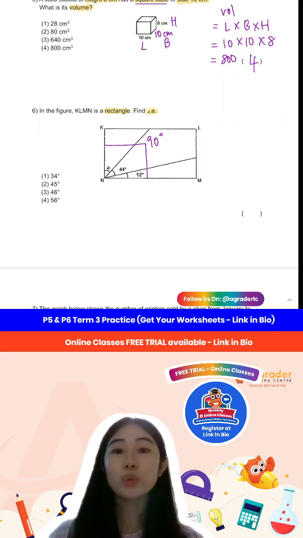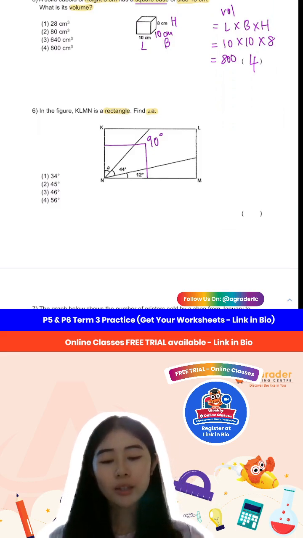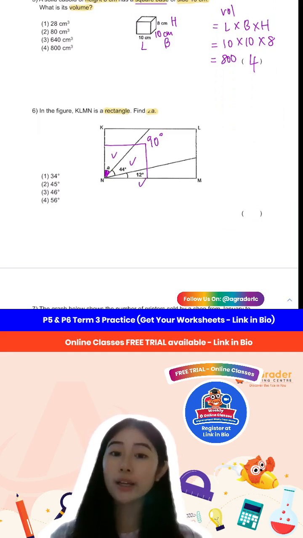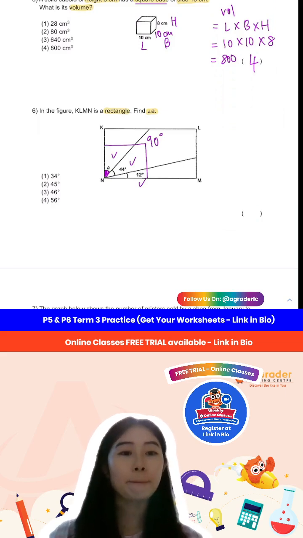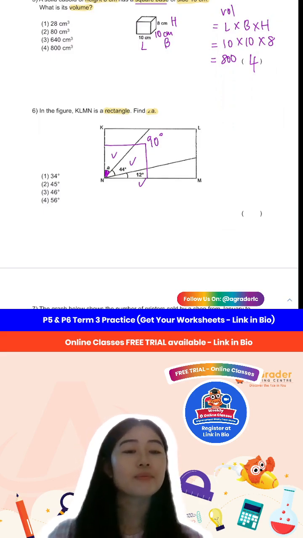You can see that within the 90 degrees, you have three separate angles, right? You have angle A, you have 44 degrees, and you have 12 degrees. So these three angles together have to form 90 degrees. So how will you find angle A? Just one step, actually. How would you find angle A using one step? Let me know in the chat.